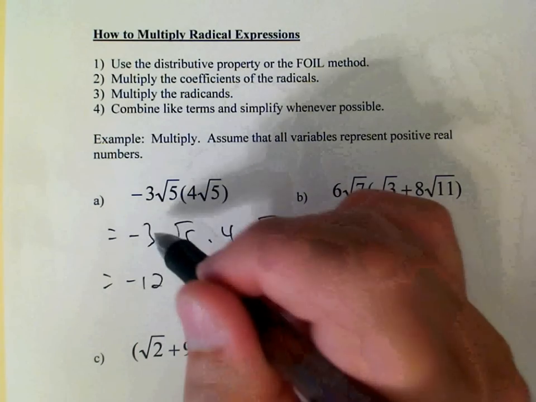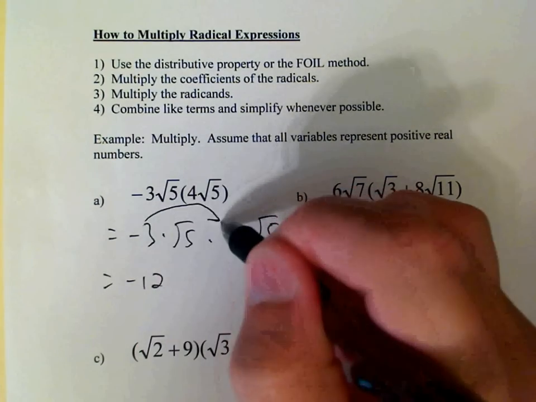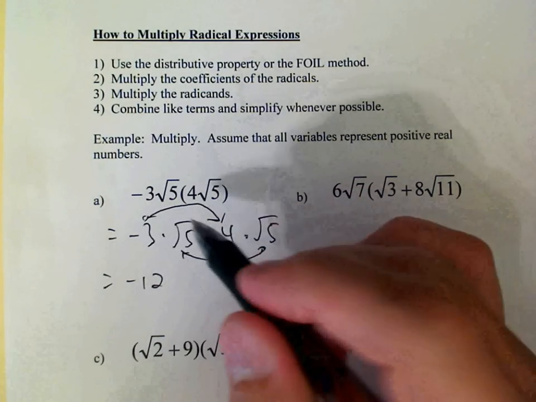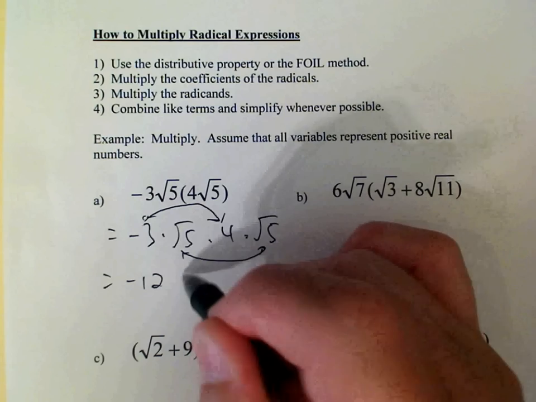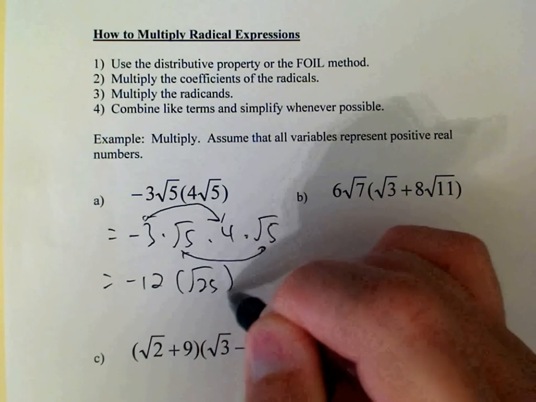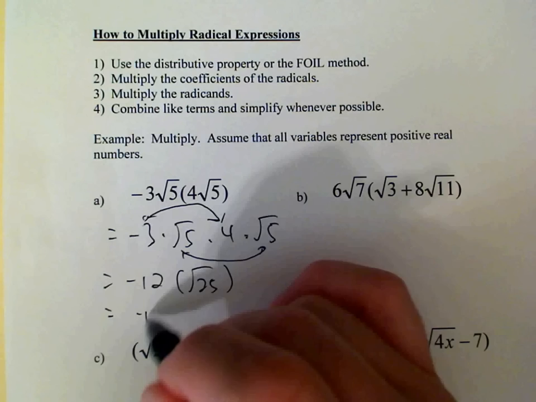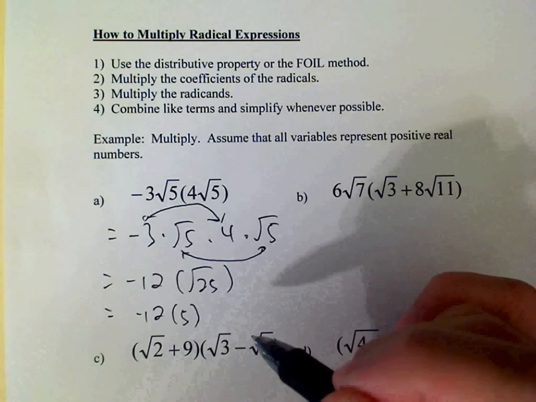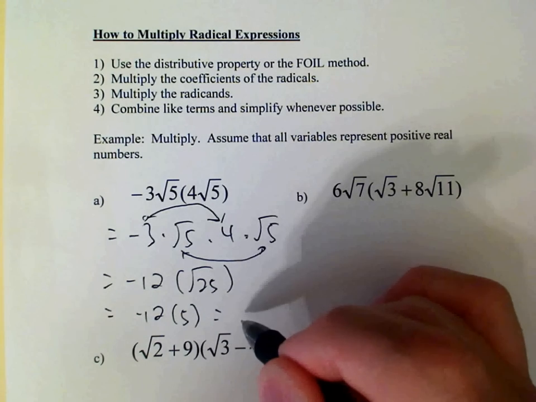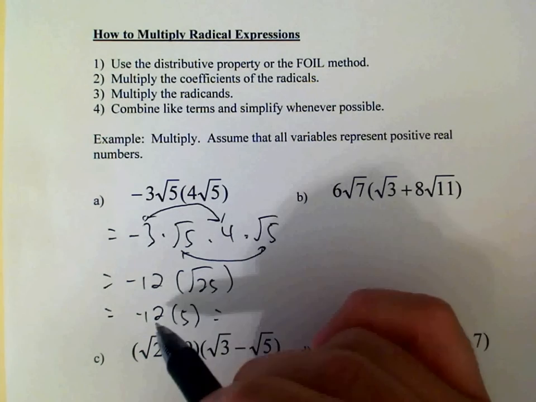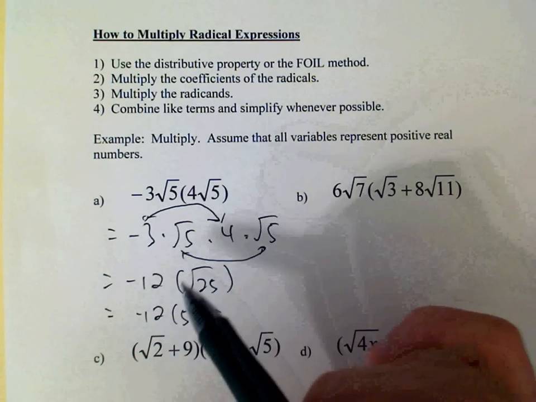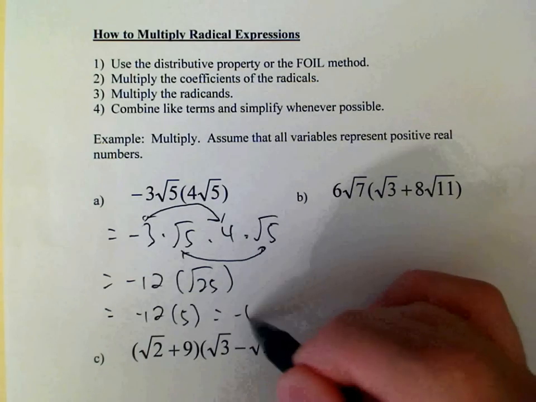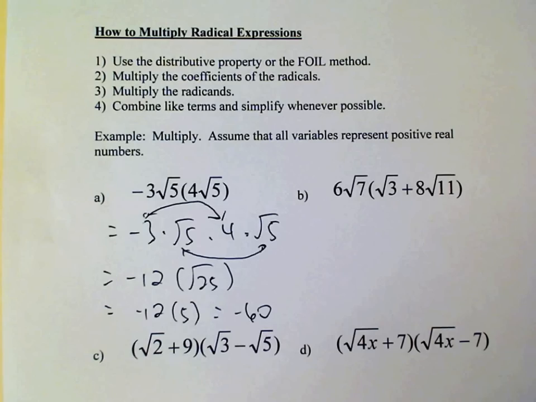So I've done these two. But now I have the square root of 5 times the square root of 5. The square root of 5 times the square root of 5 is the square root of 25. But lo and behold, the square root of 25 is the same as 5. And negative 12 times 5 is negative 60. I had square root on my mind. Final answer is negative 60.